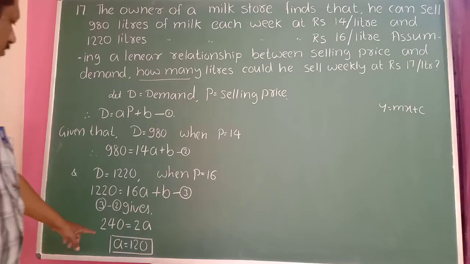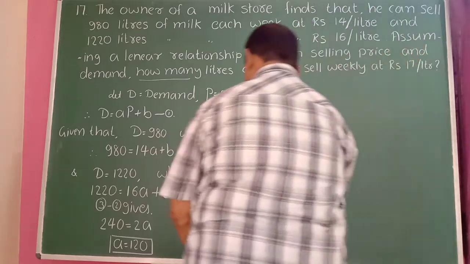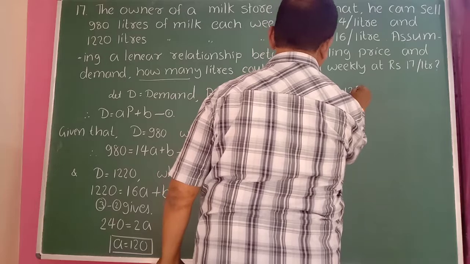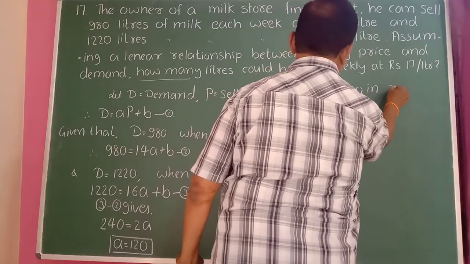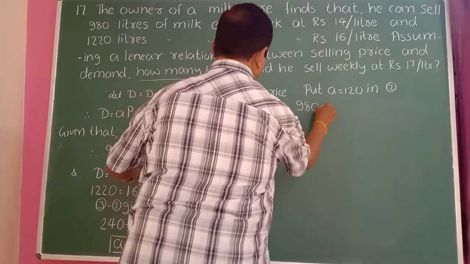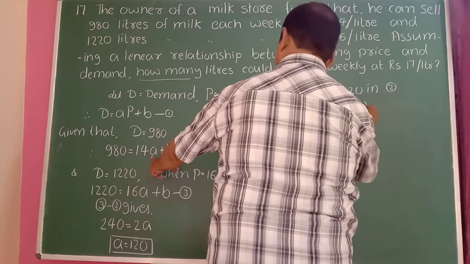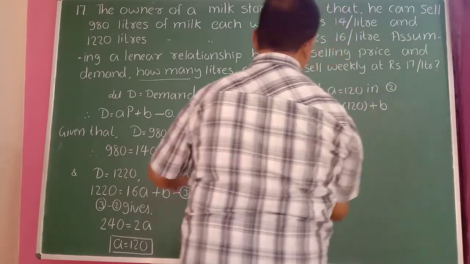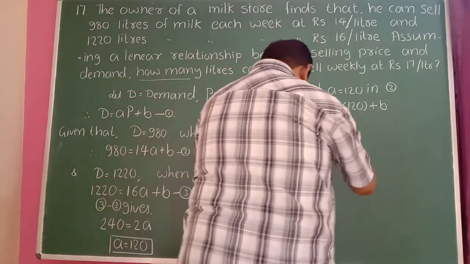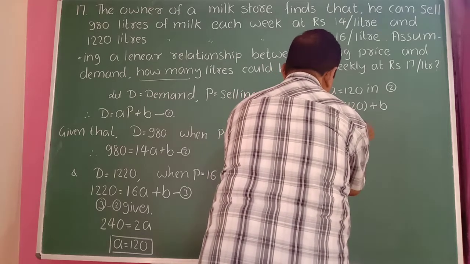So put A is equal to 120 in equation 2. Yes, 980 is equal to 14 into 120 plus B. So 980 minus 14 into 120, which is 1680, is equal to B.